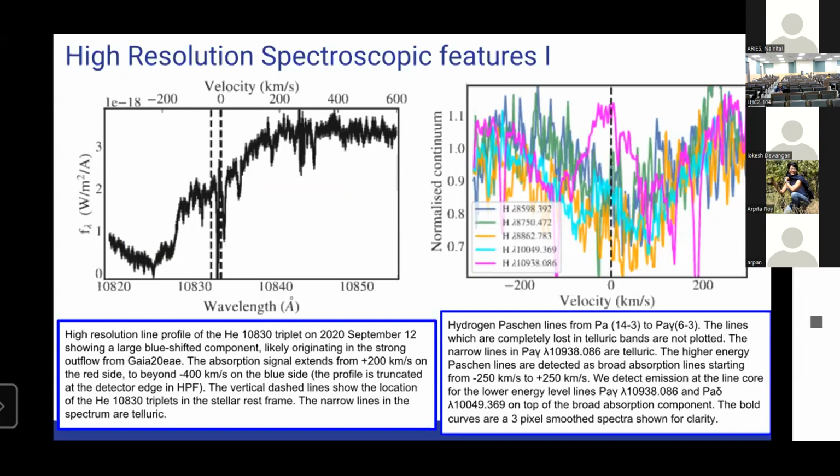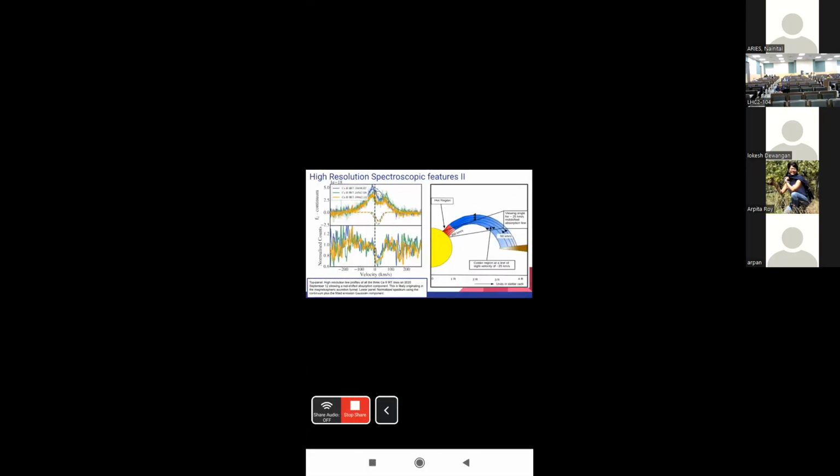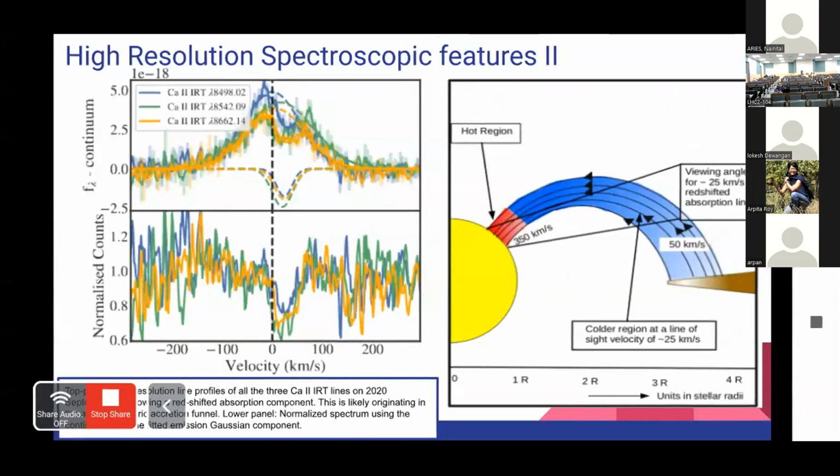And next is the most important observation that we found for this kind of source: the complicated structure in the calcium triplet line in the high resolution spectroscopic data. We see one red shifted absorption feature in these calcium triplet lines, which is the first time detection for this kind of source. This red shifted feature is unlike that of the blue shifted emission.